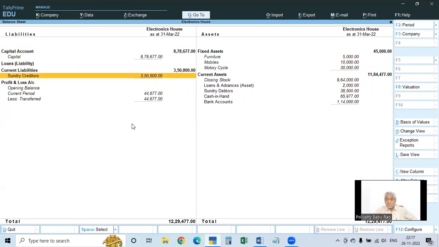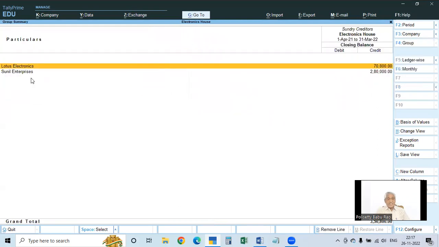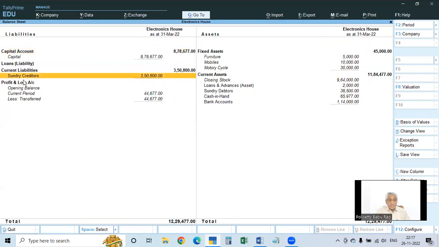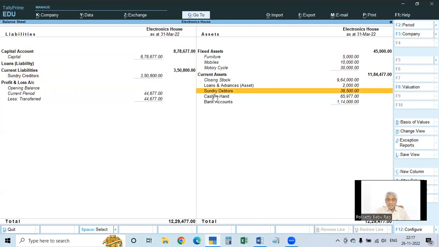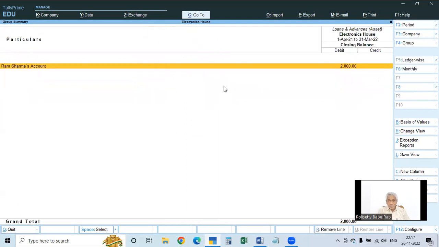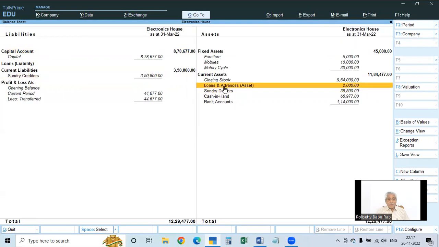But how to see the ledgers? Wherever you want to see the details of the ledgers, select that, double click, or select it and press Enter. Then the details will be shown, that is, ledgers under sundry creditors will be shown separately. Similarly, sundry debtors, if you select that, double click or select and enter, all the data will be shown separately. Loans and advances, right click, not working. So Enter, it is showing the amount. Like this, we will see the reports.